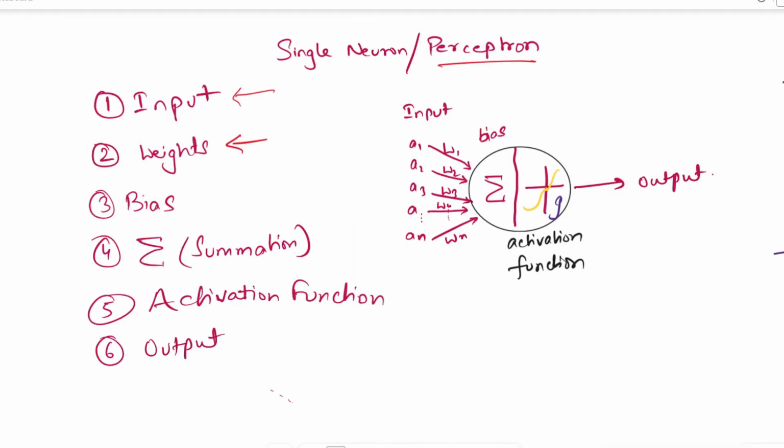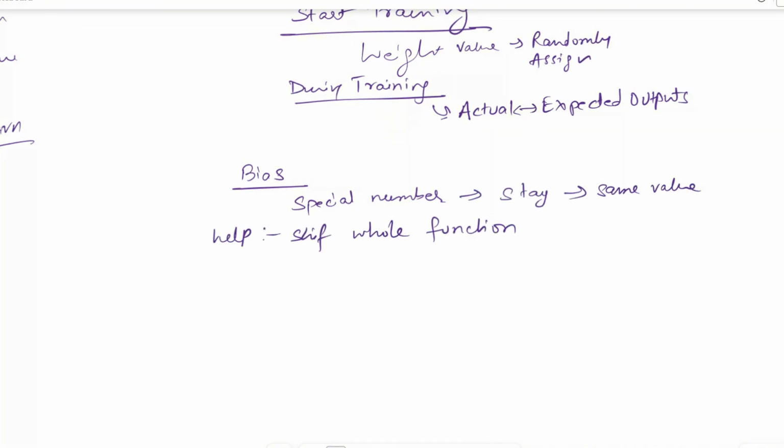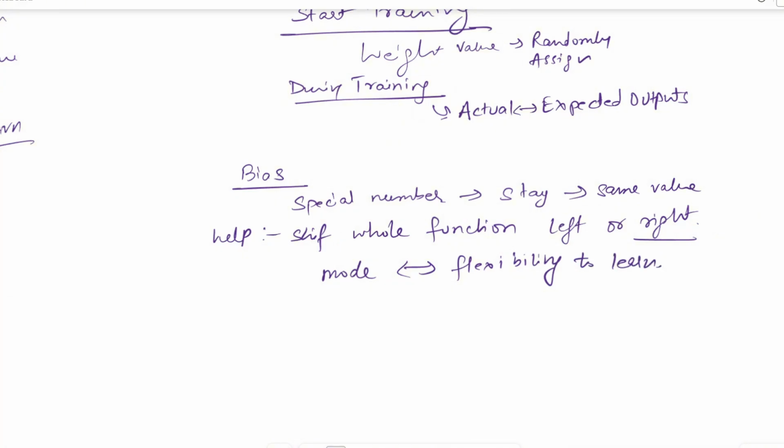Coming to our third key component, that is bias. We can think of bias as a special number that stays the same. It helps us shift the entire function either left or right, giving the model more flexibility to learn.